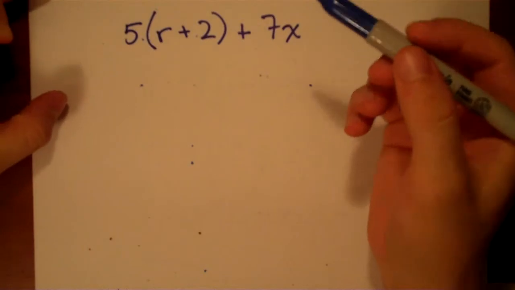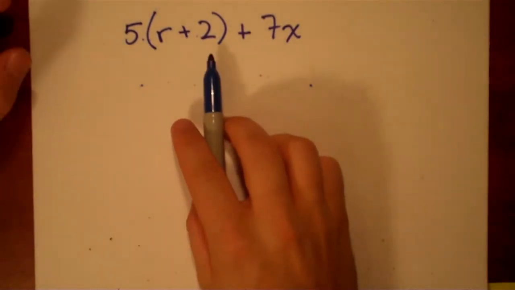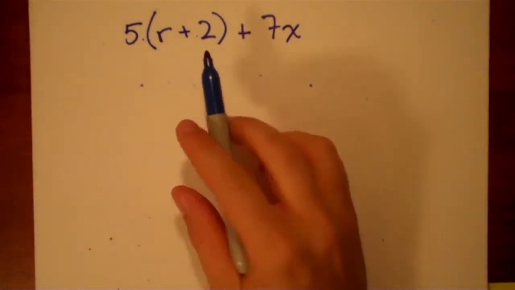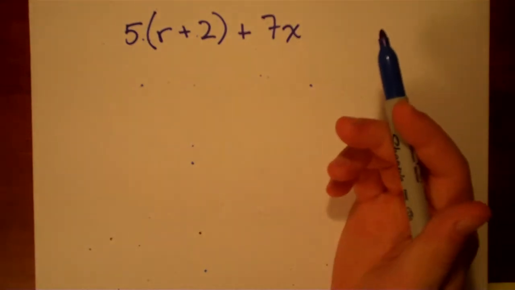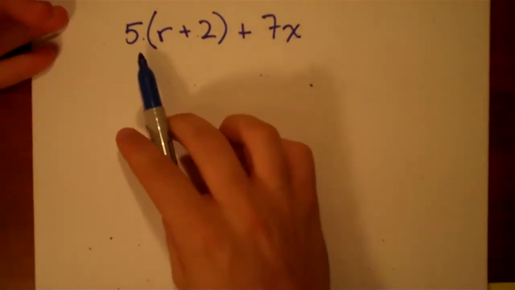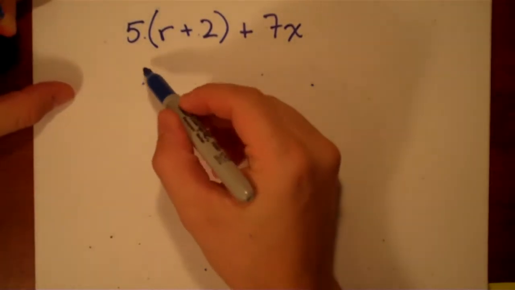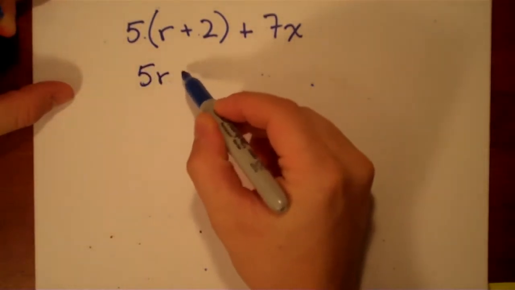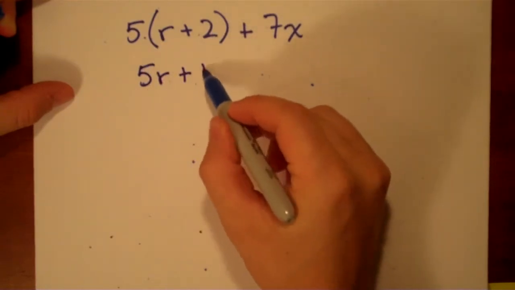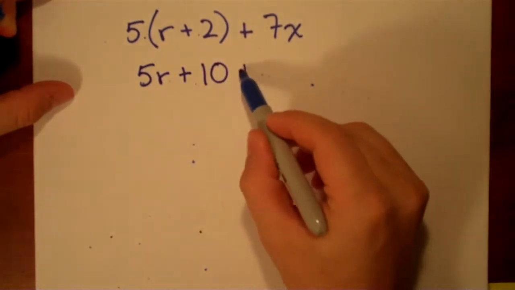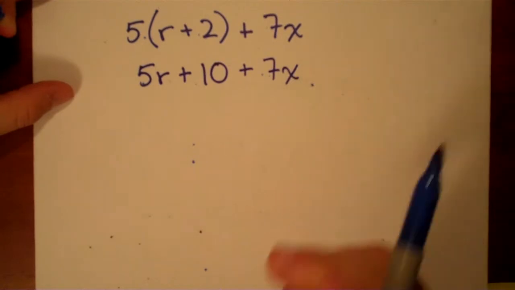First thing we do, we can't simplify this in the parentheses because that's a variable and a constant. We can't add those. They're not like terms. So next, let's look. We got multiplication here. Let's distribute this 5. Alright, so this turns into 5r plus 5 times 2 is 10 plus 7x.